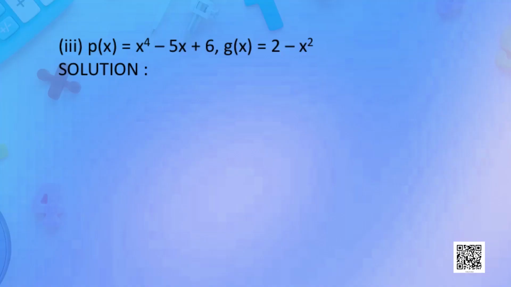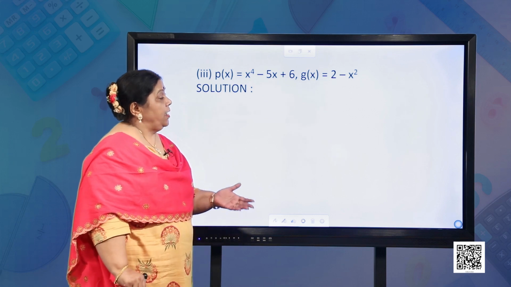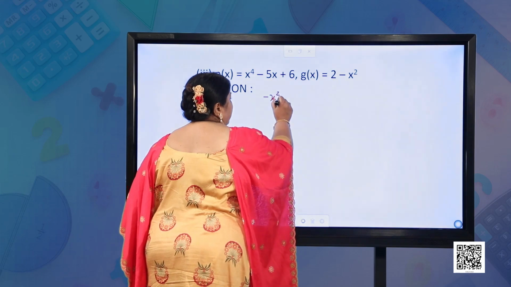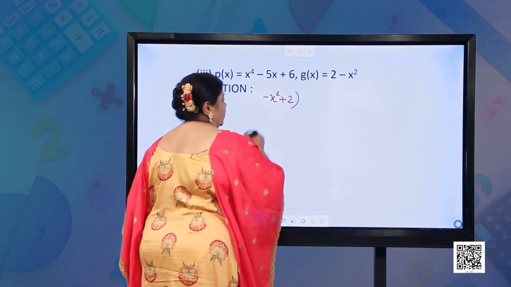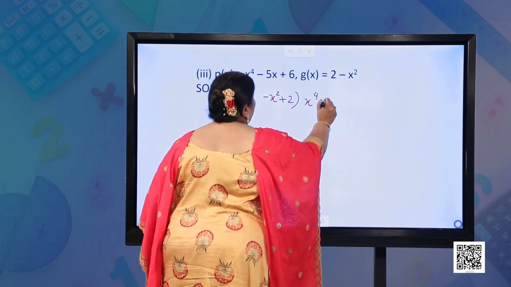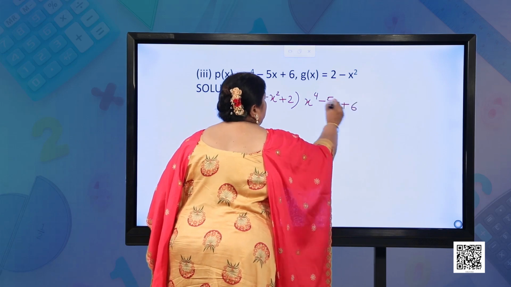Here the polynomial is x to the power 4 minus 5x plus 6, and g of x is 2 minus x square. Again notice, it is not in the standard form. I should write down the divisor as minus x square plus 2. And this is obviously in the standard form, x to the power 4 minus 5x plus 6.